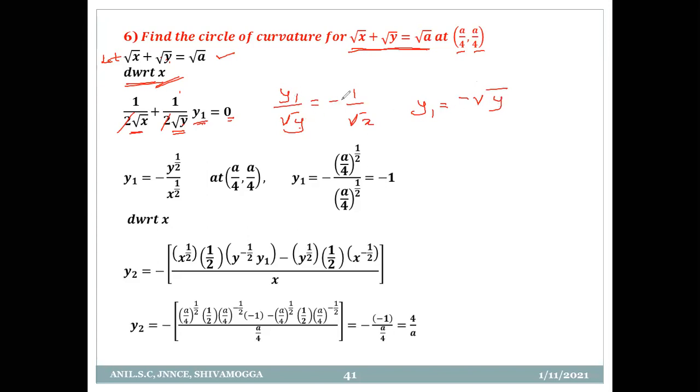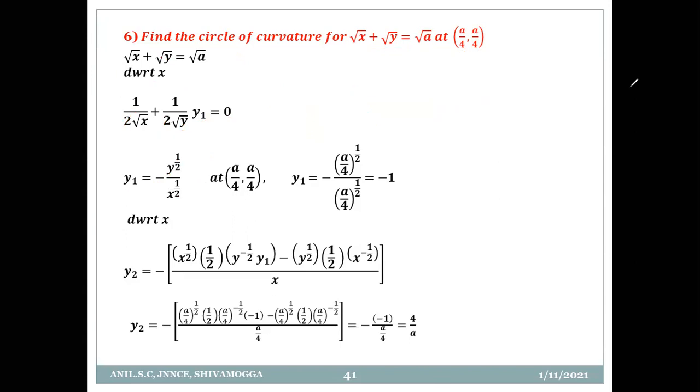y1 is equal to minus root y divided by root x. Or this can be written as minus, root y means y power 1 by 2, divided by root x means x power 1 by 2. y1 is equal to minus y power 1 by 2 divided by x power 1 by 2. And this derivative is required at a by 4 comma a by 4. That means x is equal to a by 4 and y is equal to a by 4.